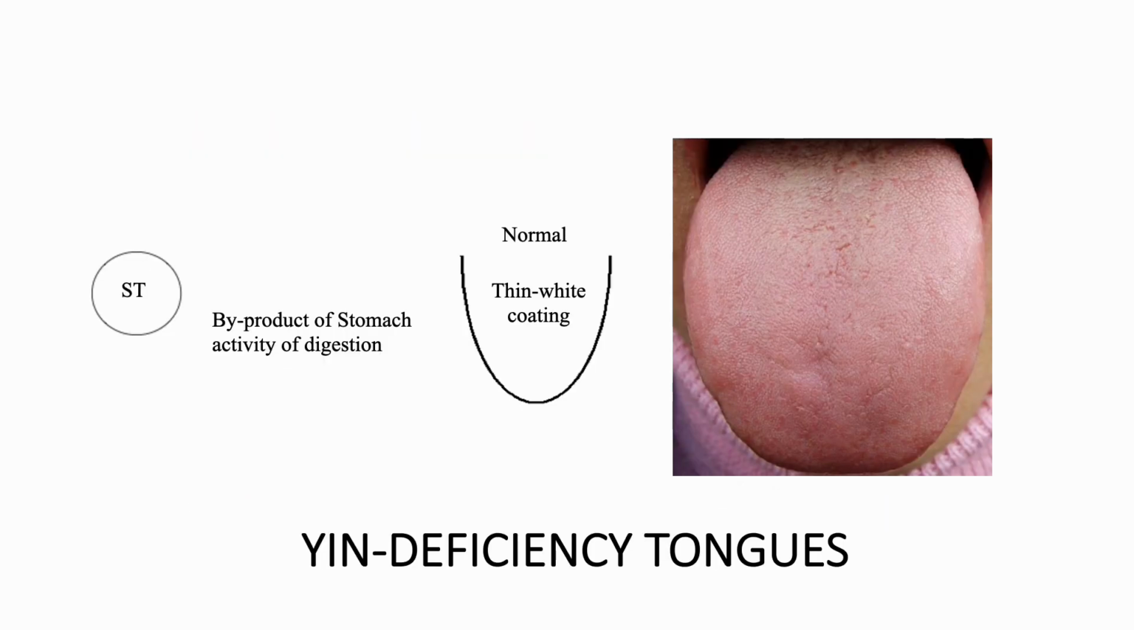The tongue coating is formed during the process of the stomach's digestion of food, and the normal tongue should have a thin white coating, which indicates a good state of stomach Qi. The normal coating is formed by the turbid fluids produced by the stomach's process of digestion and is therefore an expression of the normal state of stomach fluids and therefore Qi and Yin.